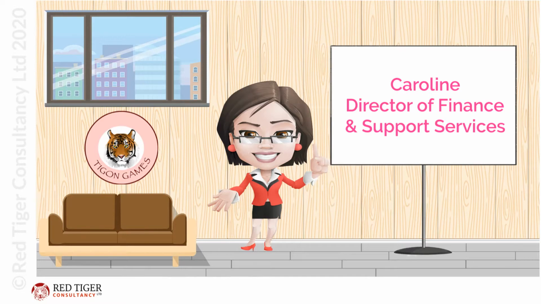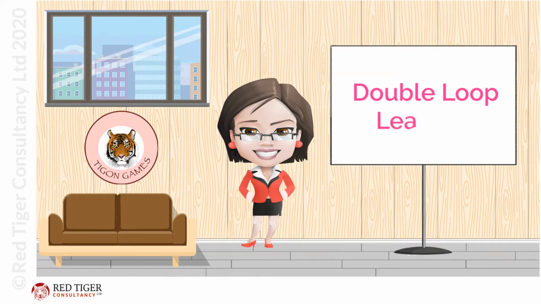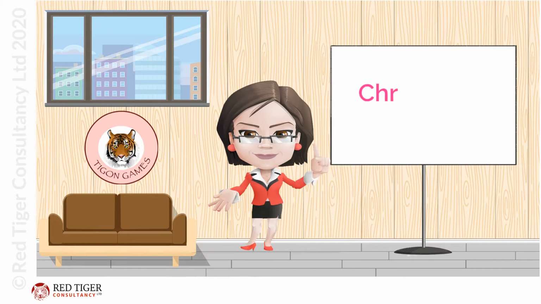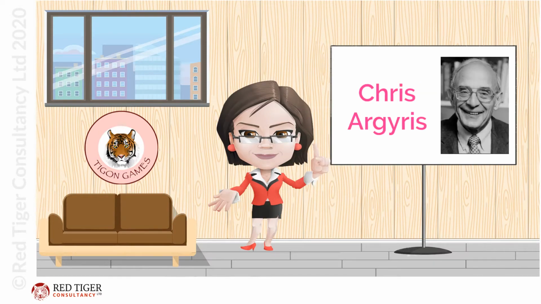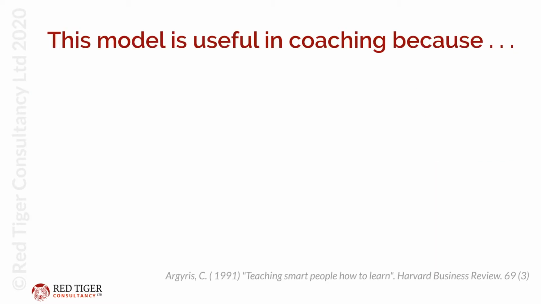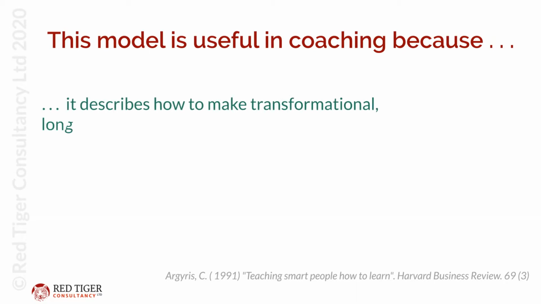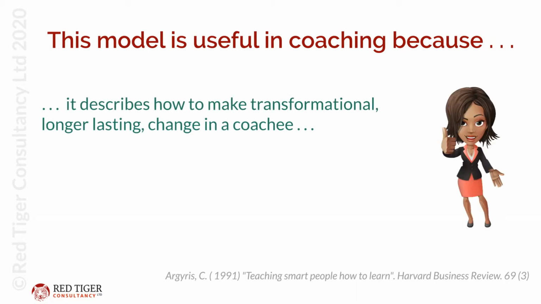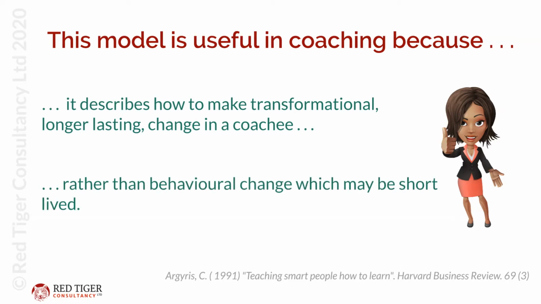Double loop learning is a concept and process that involves encouraging one to think more deeply about one's own assumptions and beliefs. It was created by Chris Argyris, a leading organizational thinker in the mid-1980s, and it developed over the next decade into an effective tool. The benefits of double loop learning is that it enables longer-lasting transformational change, rather than behavioral change, which may be a short-term fix.